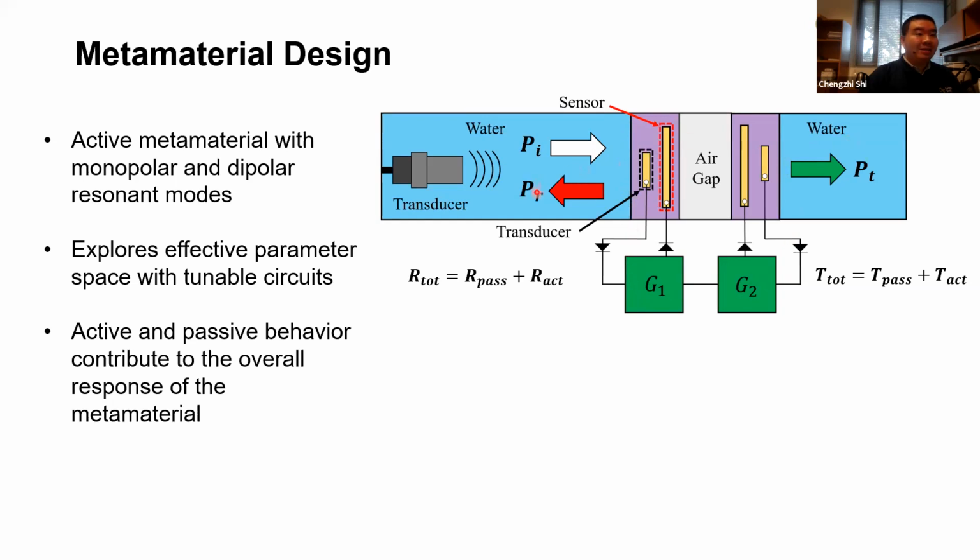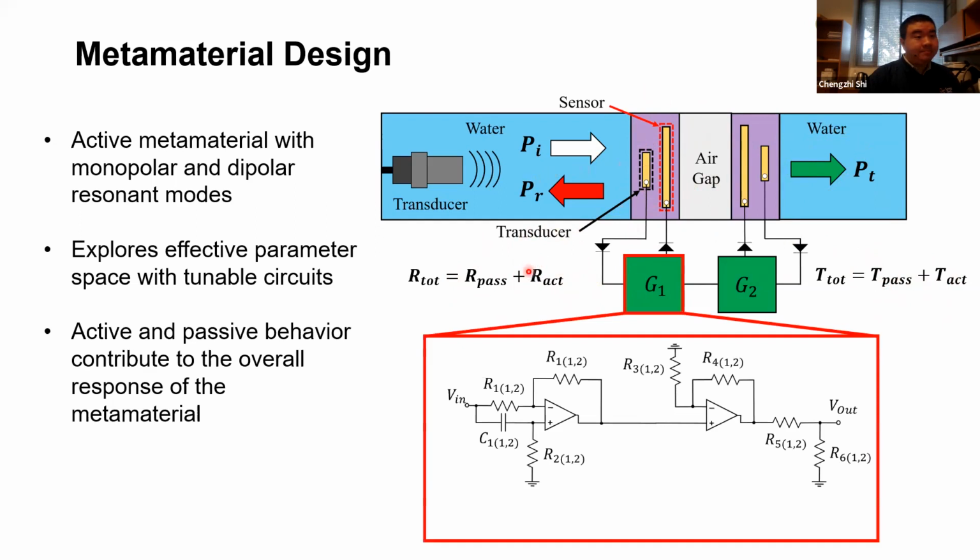So we can easily control the transmission because it will only have the active part. We don't need to worry about the passive part. There's no passive transmission because of the isolation of the air gap in the unit cell. But for the reflection, we need to measure the passive reflection from the structure, and then we need to add on top of this the active part of the reflection.